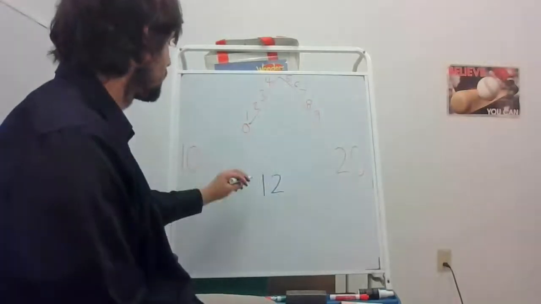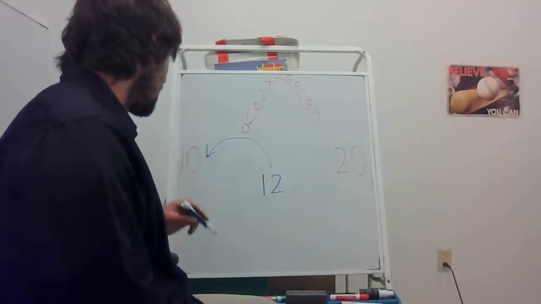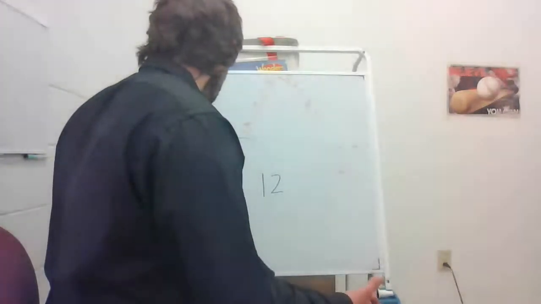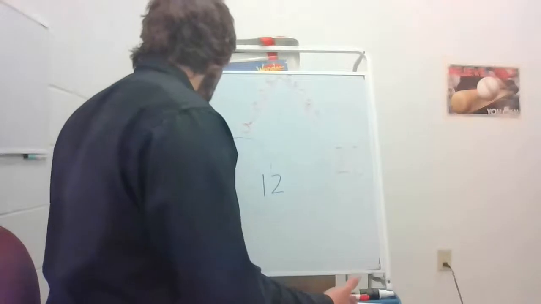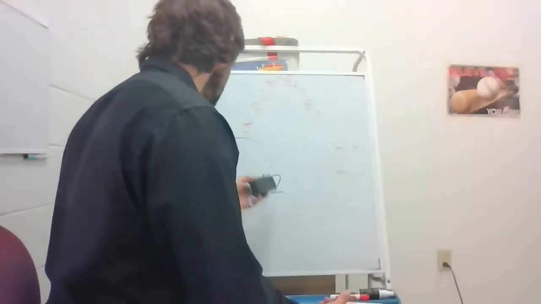So 2 would round down. We're going to take the number 12 to the nearest 10. If we're going to take the number 12 to the nearest 10, we would round down to 10. We would not round up to 20, because the number in the ones place is less than 5.